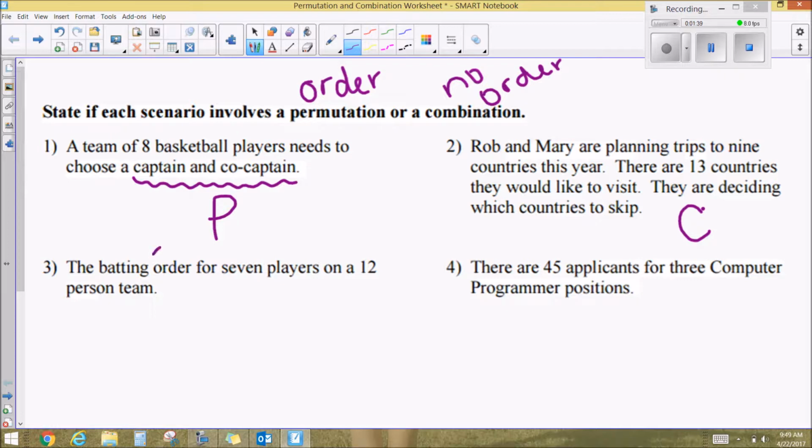Of course, if we see the actual word order in there, like the batting order for 7 players on a baseball or softball team, it's different if I bat first versus if you bat first, or our friend bats first. So that would be a permutation. And if there are 45 applicants for 3 programmer positions, it doesn't indicate that those positions are ranked in any order. That one is the head and the chair or the co-chair or anything like that. I'm just filling 3 slots from a single category. So this would be a situation where combinations are used.